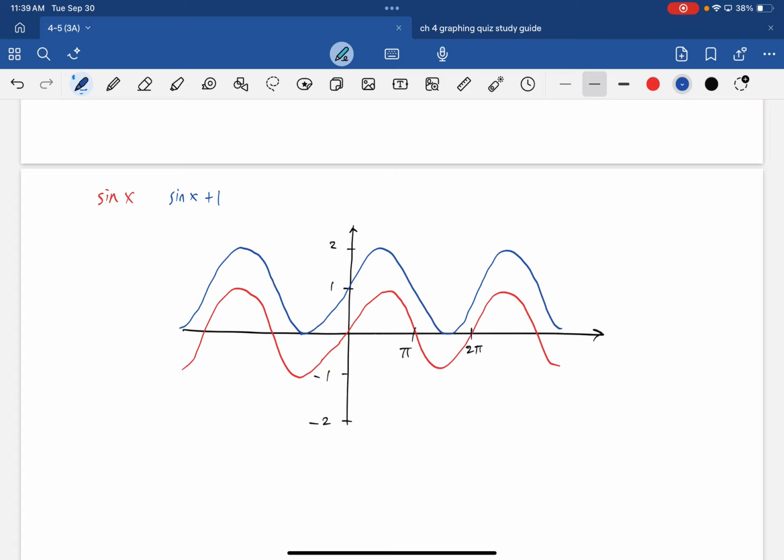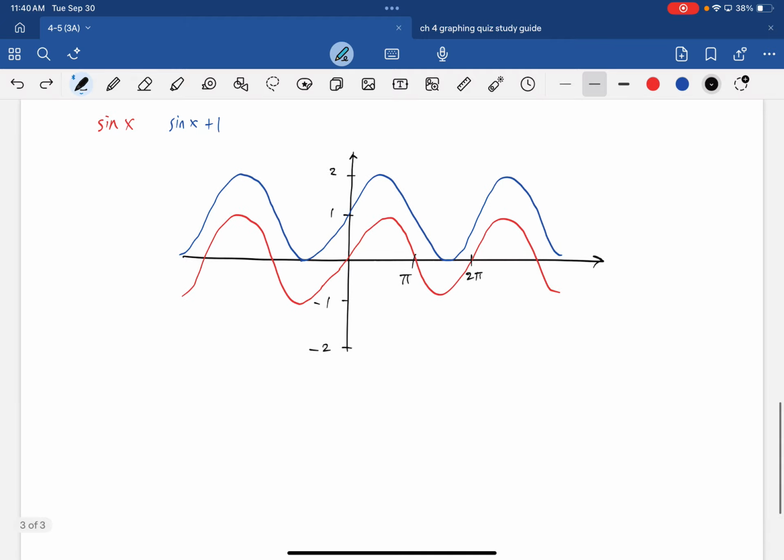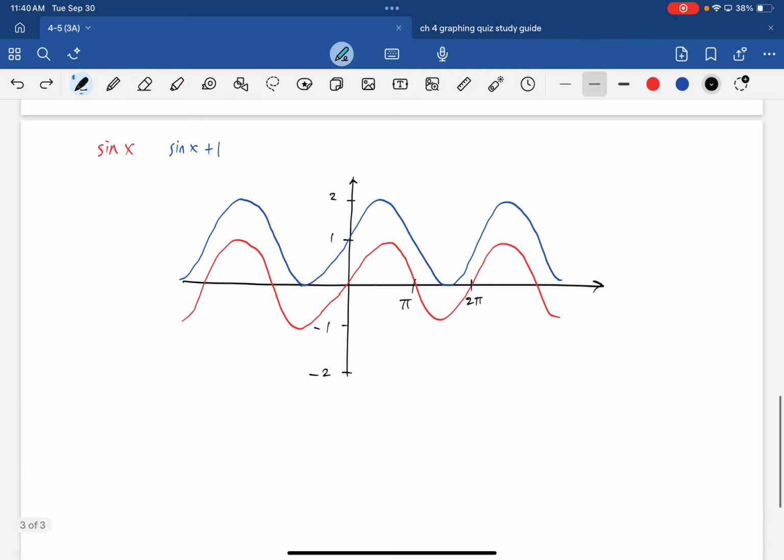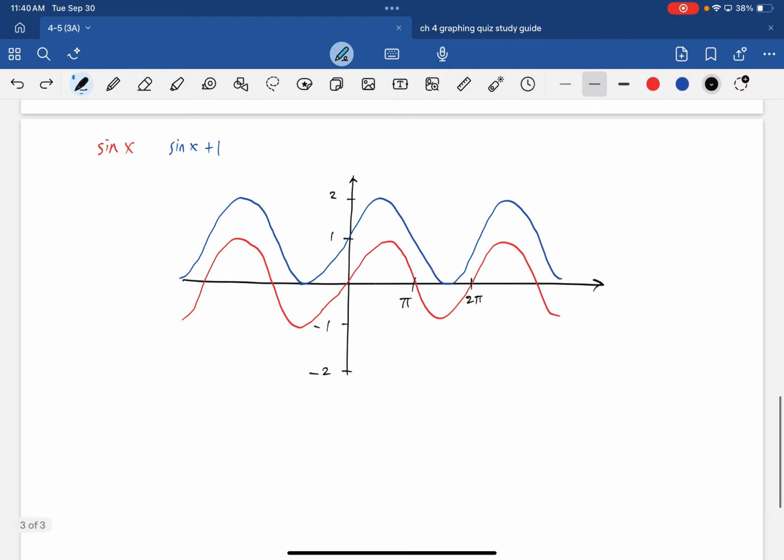But I still know it's a sine function because it's still intersecting the y-axis at the middle of its course and in a positive direction. So I still know it's positive sine x. I just don't know whether it's shifted. So that's how I get that. Any questions? That's just a shift. And finally, let's do a reflection question.